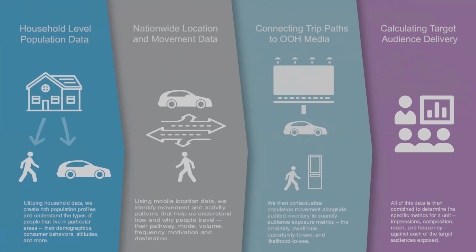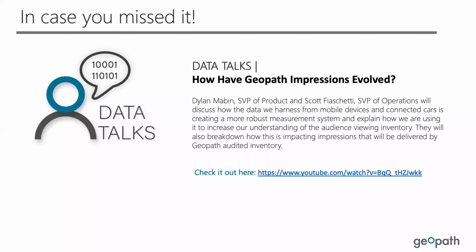And so understand impressions, composition, reach, and frequency against that specific target that we chose, so that specific pickup truck buying audience that we chose. So that's, at a somewhat high level, how we get to and are able to do what we do with this new behavioral data that we have.